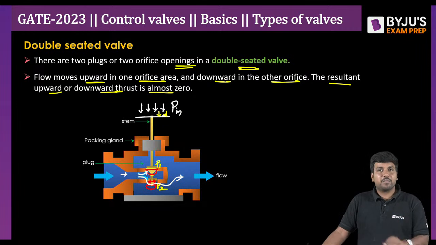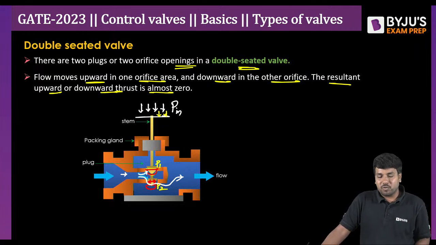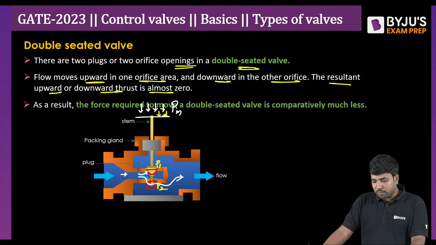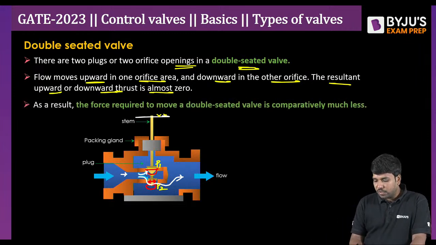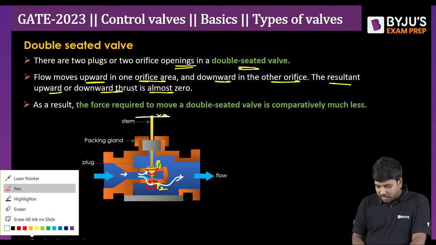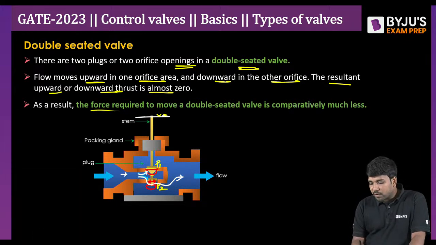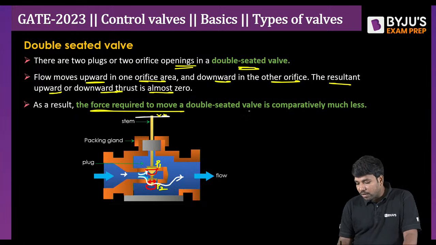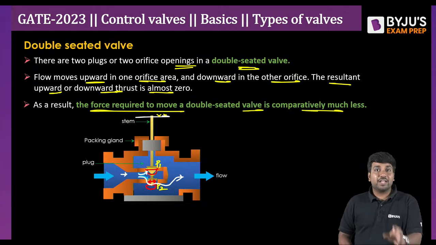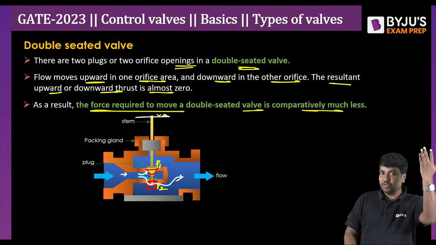Clear? So this is the problem with the double-seated control valve. In fact, especially we cannot close the valve. Clear? So I have put that point here. So in fact, you see how we have overcome in this particular example. As a result, the force required to move the double-seated valve is comparatively much less compared to the first one, right?